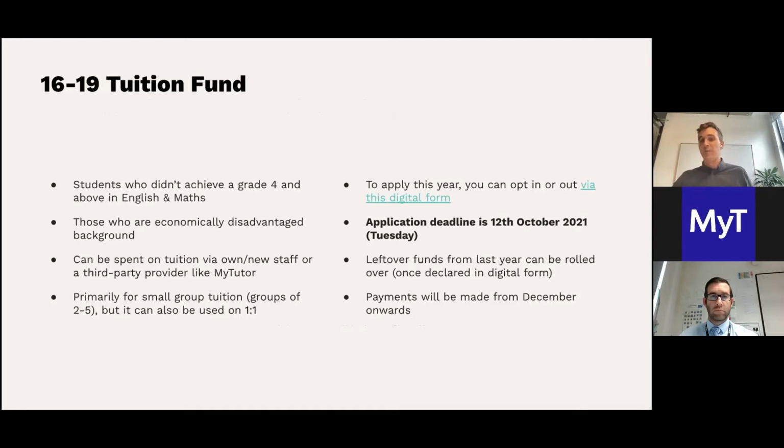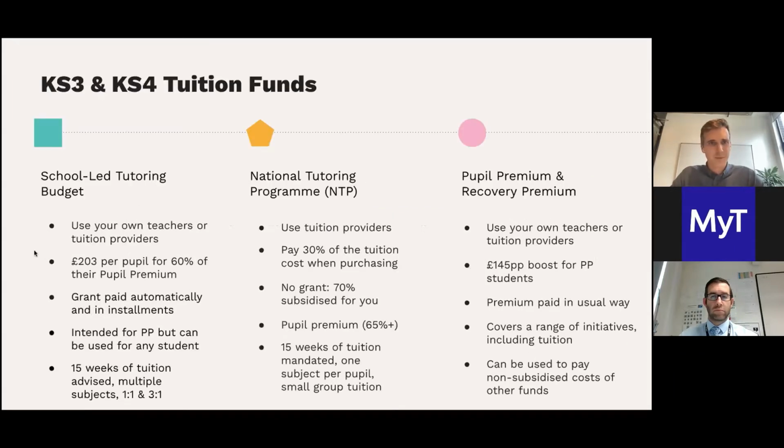We'll share the form around, but if you haven't already applied, there's an application deadline of the 12th of October, which is super close. We tried looking for a secondary application deadline, weren't able to find one. If there is one, please do let us know. But in case you haven't applied for funding here, there is an opportunity to do that up until the 12th. That's the 16 to 19 thing. We'll go into a bit more detail on the other funds just now.